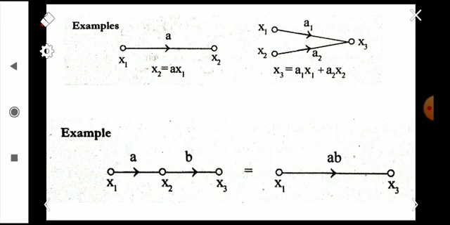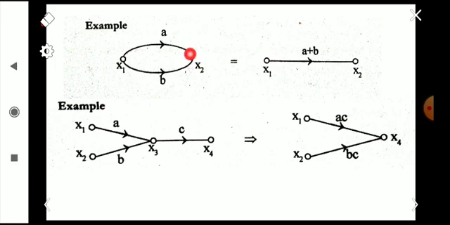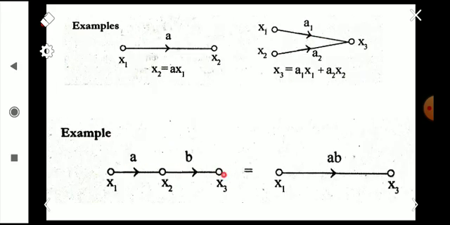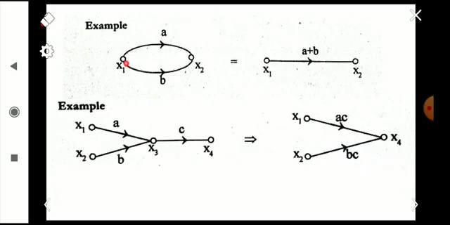Another figure shows x1 to x3, where a is the gain here and b is the gain here. We can simply reduce it to x1 to x3 with gain ab, a into b, because these two are connected in series. If they are connected in parallel between x1 and x2, we can combine the gains as a plus b. The gains can be added together. Before, it was a series connection, so it is ab. Here it is parallel, so a plus b.